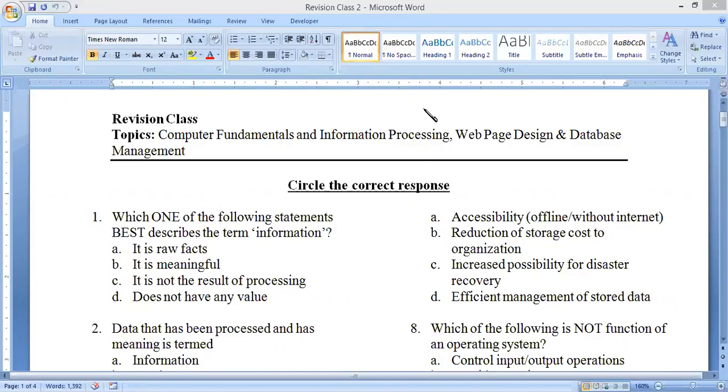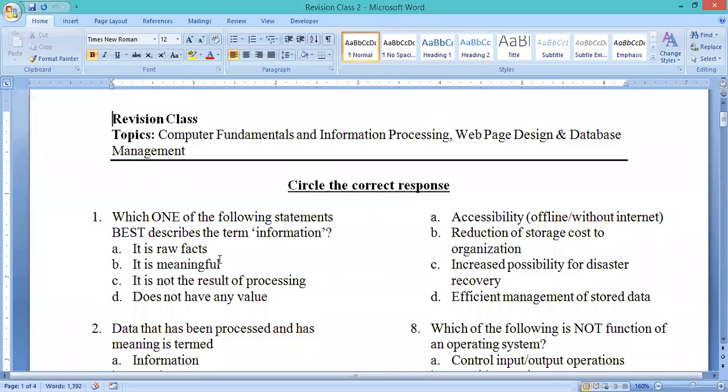All right. So, first question. Which one of the following statements best describes the term information? It is meaningful. Very good. So that's B. As we go along, I'm just going to ask questions pertaining to the topic. So this comes under information processing.